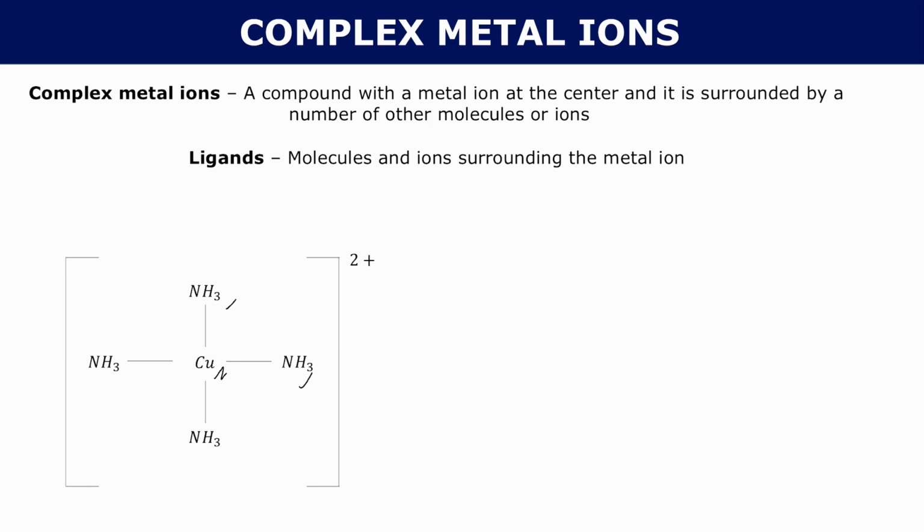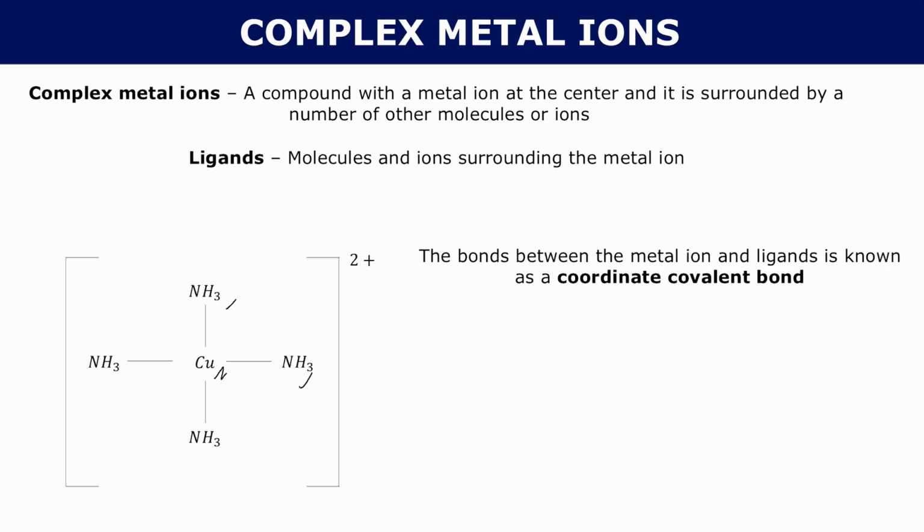Now, the bonding within a complex metal ion is a bit different from normal compounds. The bonds between the metal ion and the ligands are known as coordinate covalent bonds. So, in a normal covalent bond, you have a 1-to-1 sharing of electrons. In a coordinate covalent bond, one species is going to share both its electrons with the other one.